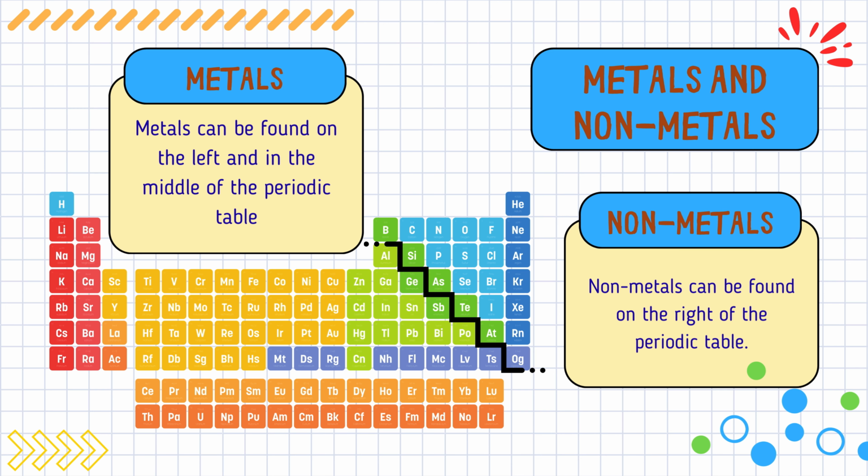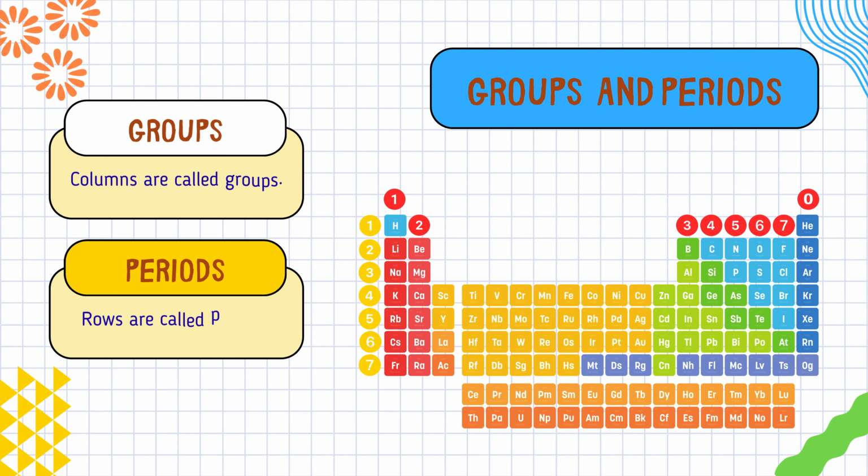In the periodic table, the vertical columns are called groups, and the horizontal rows are called periods. This structure helps us understand patterns in the properties of elements, both across a period and down a group.